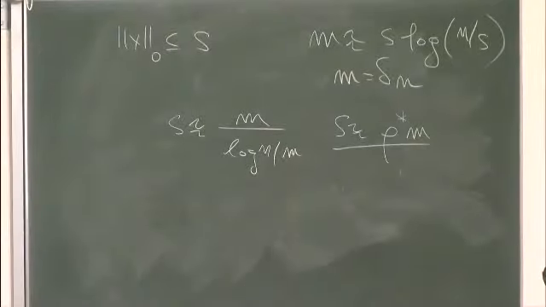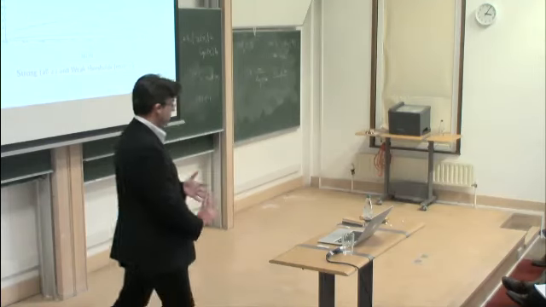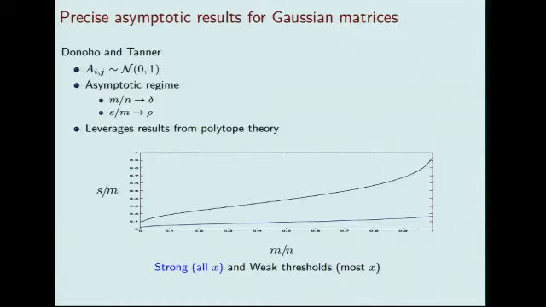And so what Donoho and Tanner have done is they've been able to use results from polytope theory to actually characterize two kinds of threshold. A threshold which holds universally for all sparse vectors with sparsity S, and a threshold that holds weakly, that is, that it works for most x, and most means that you draw a support at random and then you put random amplitudes, and that's the second curve that you see here.